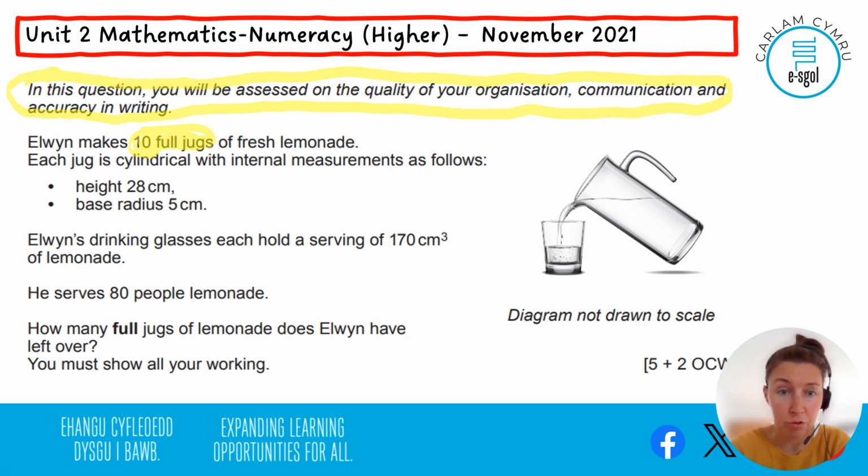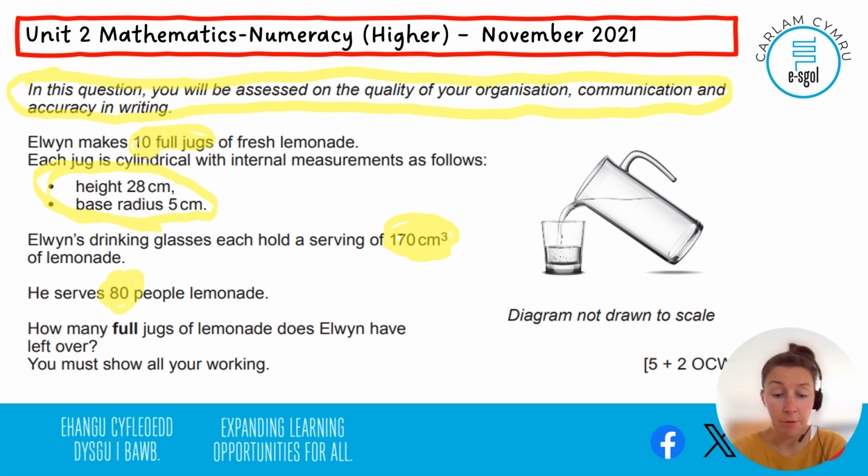Okay, so we've got 2 measurements here that we'll be able to work with. The height of it is 28 centimetres and base radius is 5 centimetres. Elwyn's drinking glasses each hold a serving of 170 centimetre cubed of lemonade. He serves, here's another number that will be important, 80 people. So he serves 80 people lemonade. How many full jugs of lemonade does Elwyn have left over? You must show all your workings out.